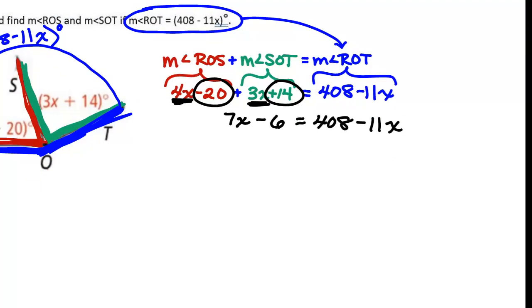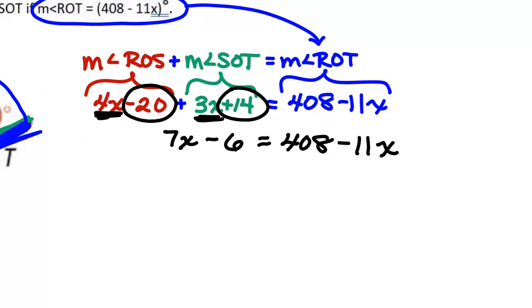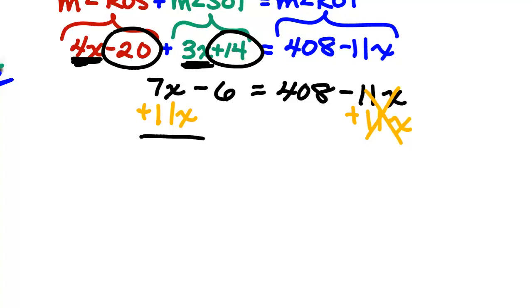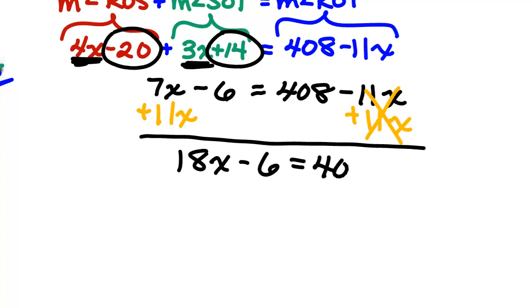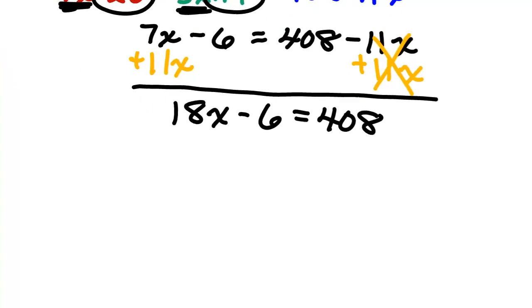Do I have all of my x's on one side? No. I've got the x's on both sides right now. I need to get them grouped on just one side together. So how do I make it cancel out in one spot? Add 11x to both sides. What is 7x plus 11x? 18x. So I have 18x minus 6 equals 408.